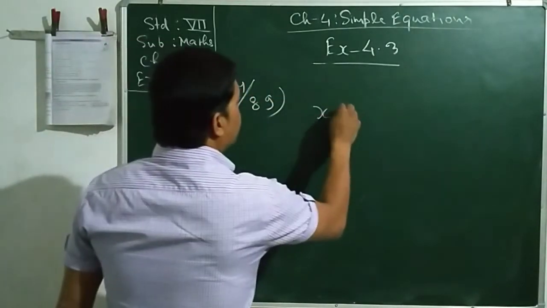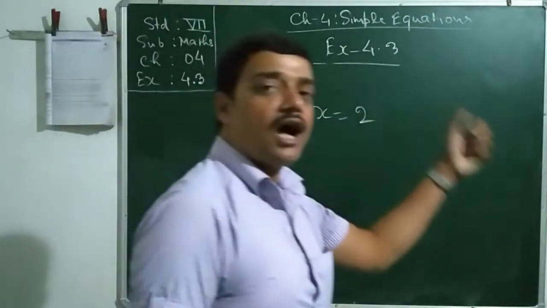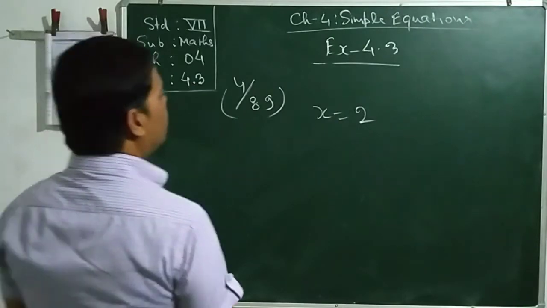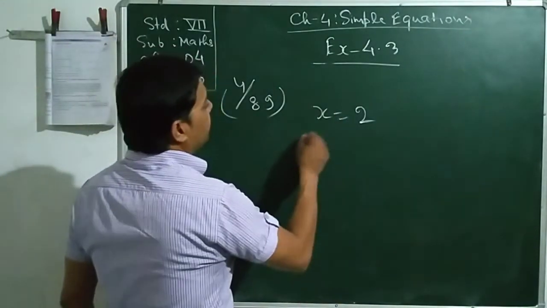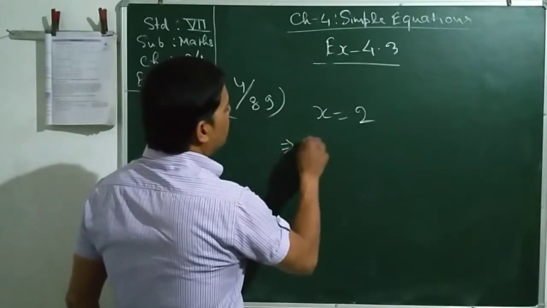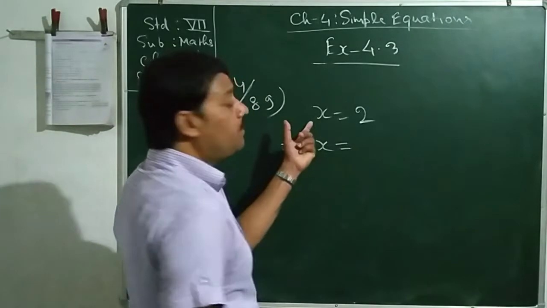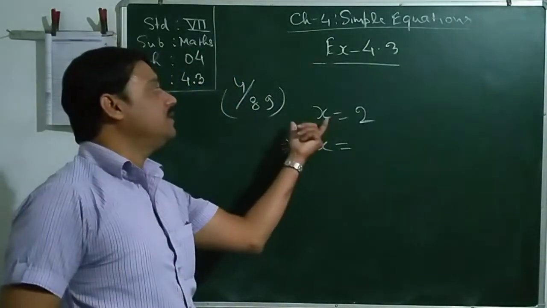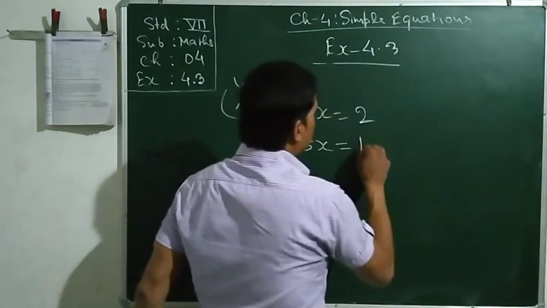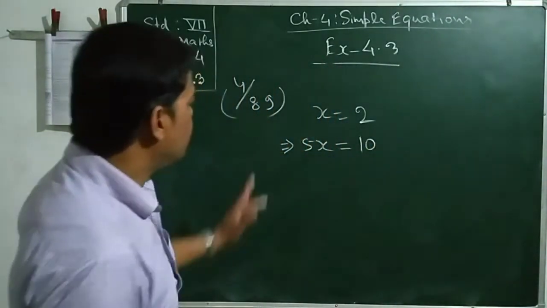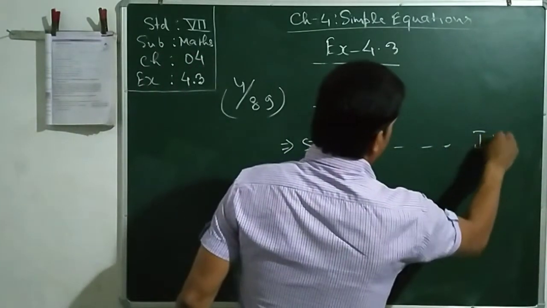It is given x equal to 2. I had taught you when the solution is given, then how to make the equations. Assume 5 is multiplied here. So we can write here 5x equal to, if I have multiplied 5 in the LHS, you will also multiply it by 5 to the RHS. 5 into 2 equal to 10. One equation.